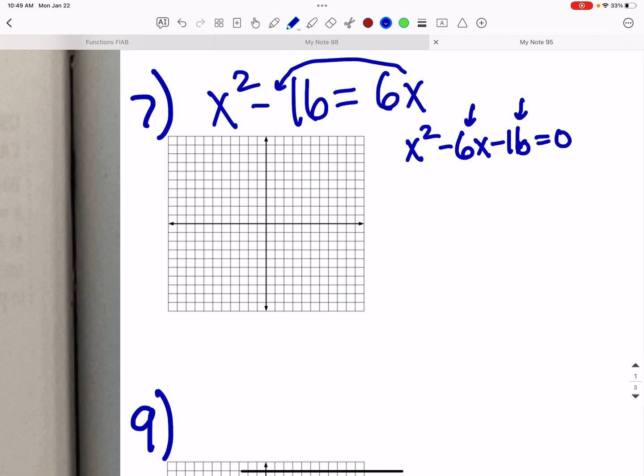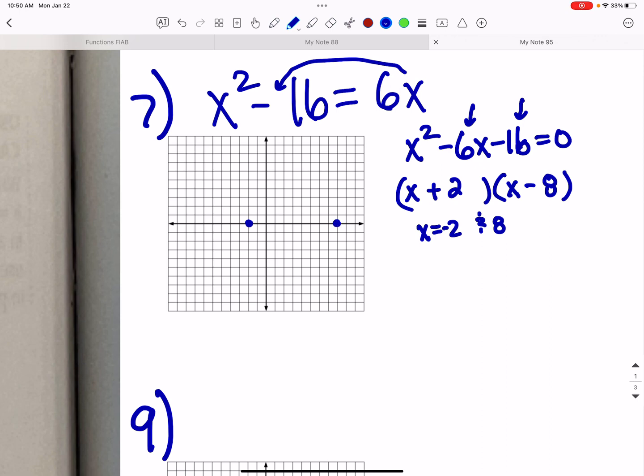All right, I need two numbers that multiply to -16 that add to -6. So I need a positive and a negative, and I need them to multiply to 16, and I need the negative to win by 6. So the negative is 8, the positive is 2. That's how we do it. So we have x equals 2, -2 and 8. So x equals -2, that's right there. x equals 8: 1, 2, 3, 4, 5, 6, 7, 8.